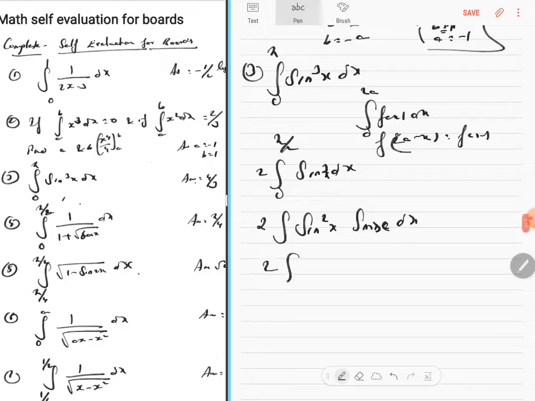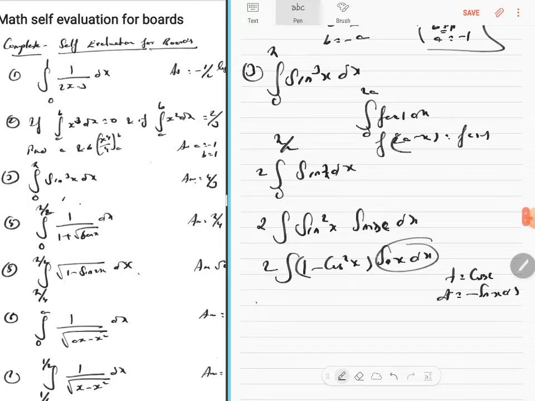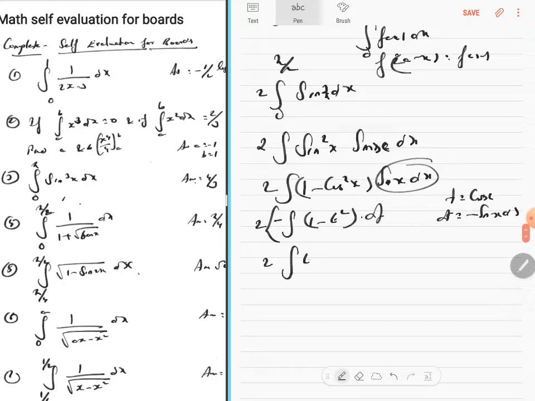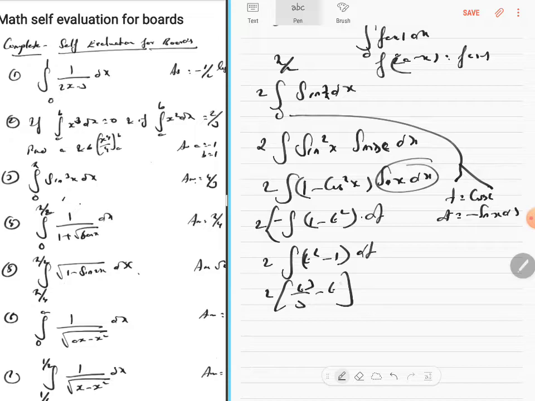Then you can write this as 1 minus cos square x into sine x into dx. So t is equal to cos x, dt will be minus sin x dx. So this itself is minus dt. So 2 into 1 minus t square into minus dt. So it will become 2 into t square minus 1 into dt, which is 2 into t cube by 3 minus t. And the limits change: when you put x as 0, cos 0, t becomes 1. Cos pi by 2 is 0.